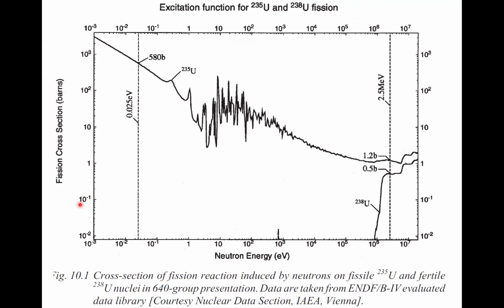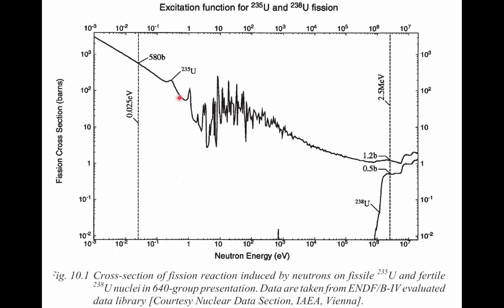What we are plotting on the y-axis is the fission cross-section. The units are in barns. Note the scale is in log scale. And along the x-axis, the neutron energy is being plotted. So what you see is that this is the data for U-235. This is the data for U-238. The fission cross-section is remarkably high, especially at room temperatures.